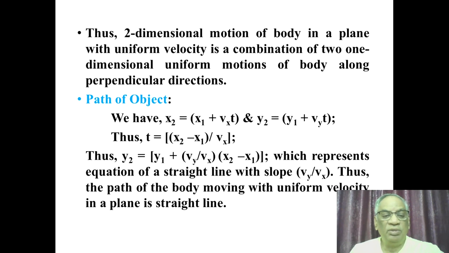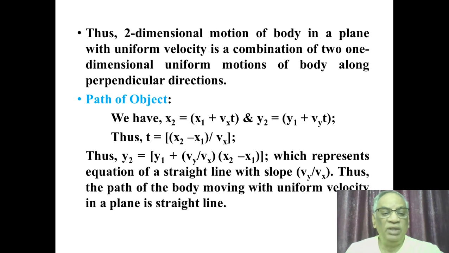Thus t is equal to (x2 minus x1) by vx. Thus y2 is equal to y1 plus (vy by vx) into (x2 minus x1). That is, it is in the form of y is equal to mx plus c, which represents the equation of a straight line. Thus the path of the body moving with uniform velocity in a plane is a straight line.